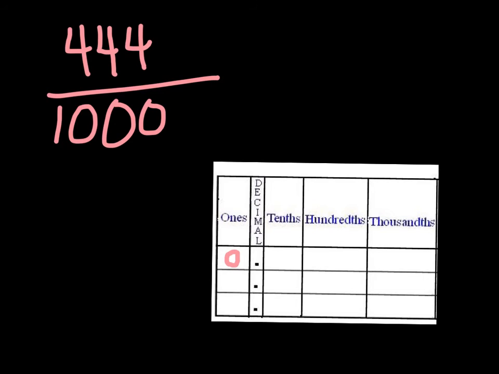So now we're going to look at our 444 out of 1,000. Okay, so I almost feel like I take my brain and I kind of flip the thinking on this one. So I always start in my thousandths place instead of my tenths, because it's almost like you write the number backwards. So we say 444 thousandths. So our first number is going to be a 4. Our hundredths place also is a 4. And our tenths place is a 4.